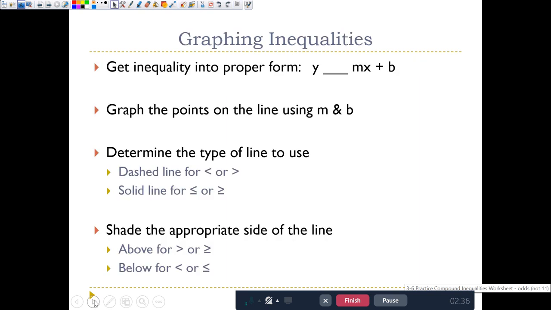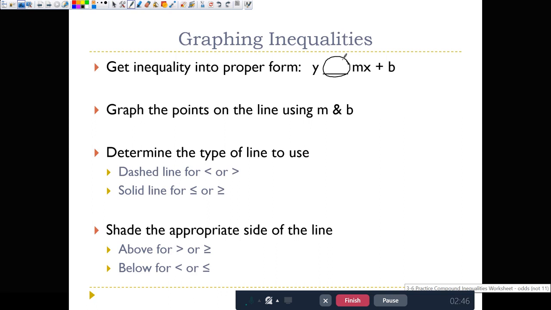Alright, graphing inequalities. So to get the inequality into the proper form, normally this would be y equals mx plus b, but instead of an equal sign here, we're going to have our inequality signs, which includes greater than or equal to, less than, and less than or equal to. Okay? And then we graph the points on the line, so we're going to use the m and the b. So I'm going to plot my b, which is my y-intercept, and then I'm going to use my slope, m, rise over run, to find additional points.